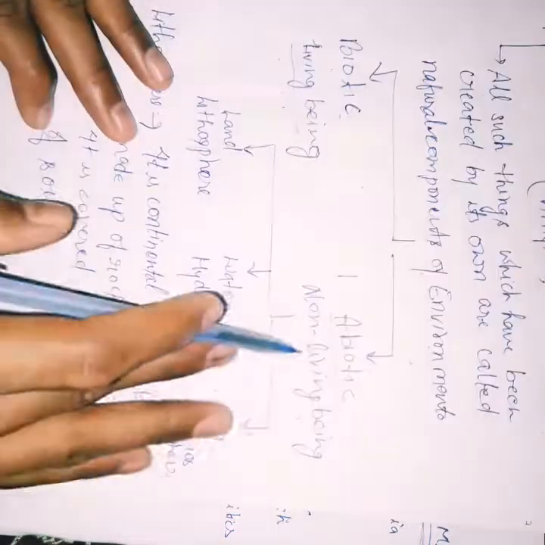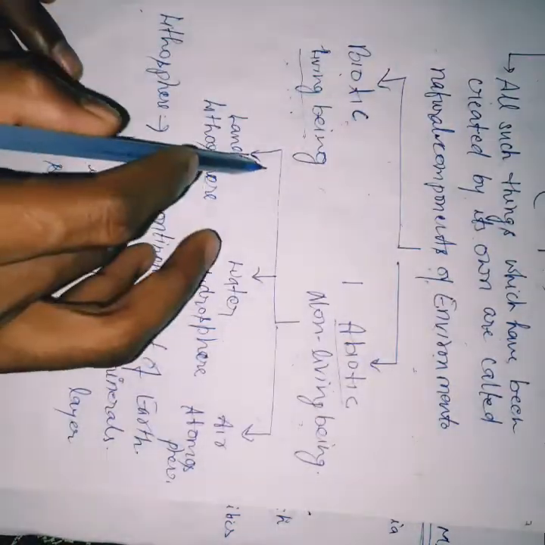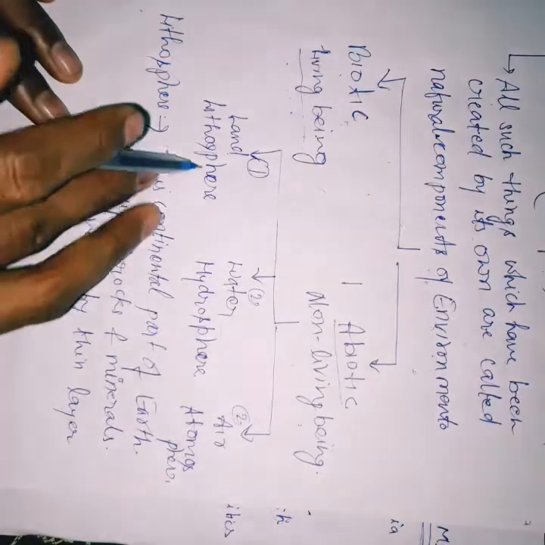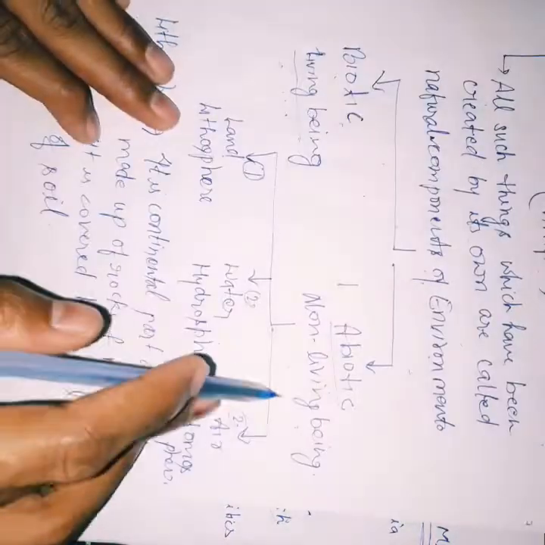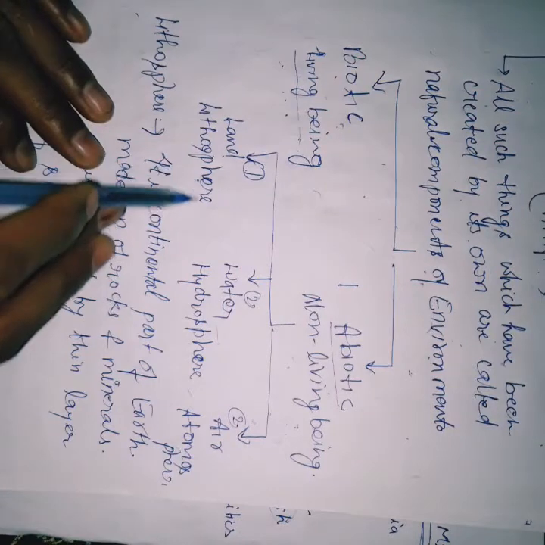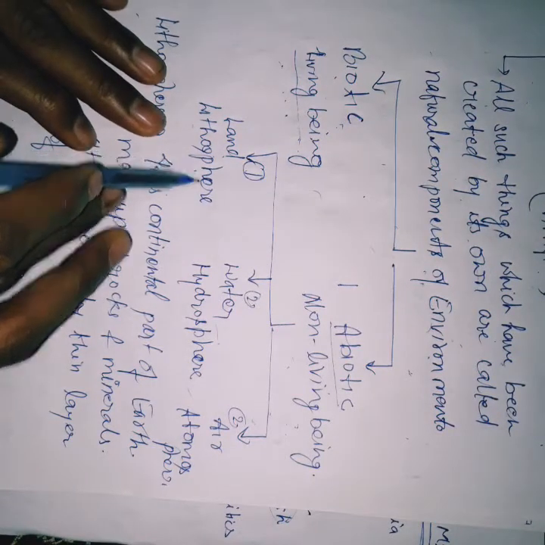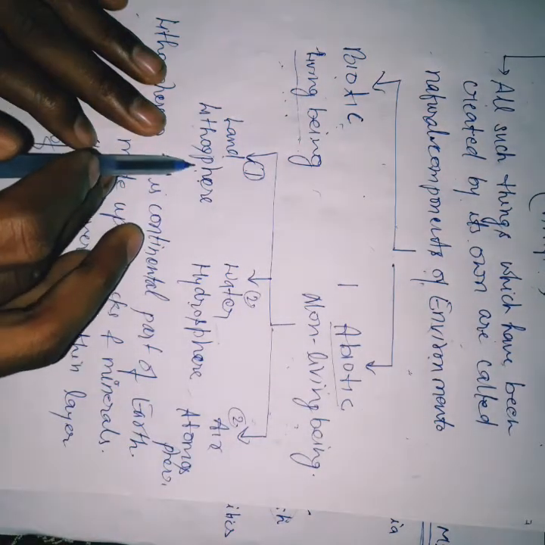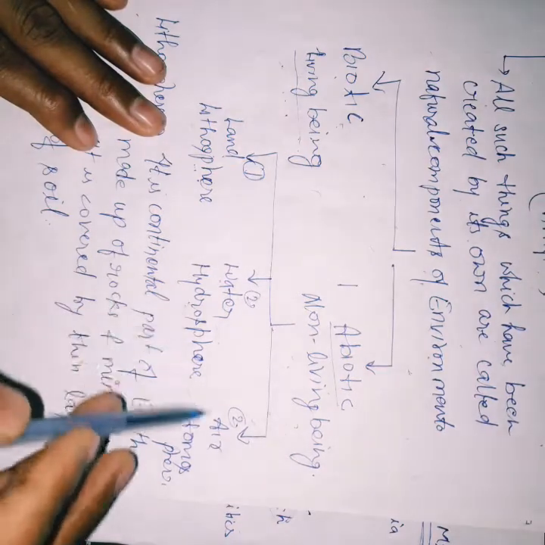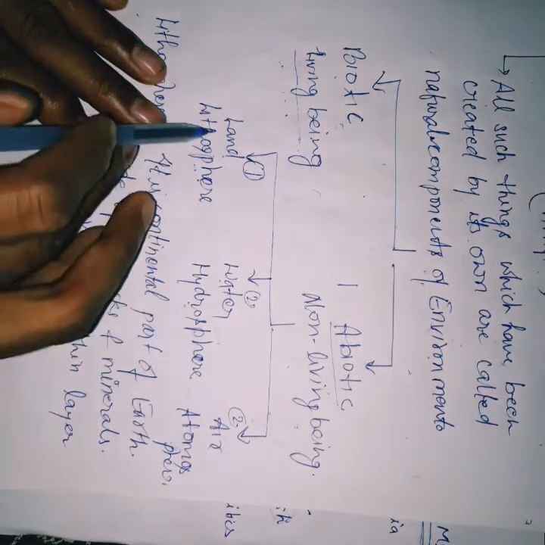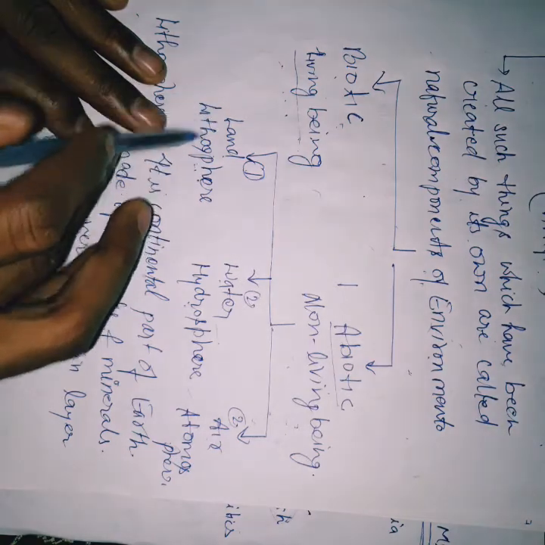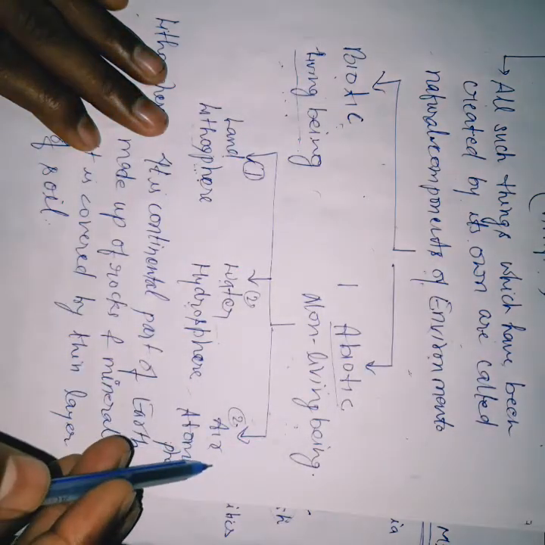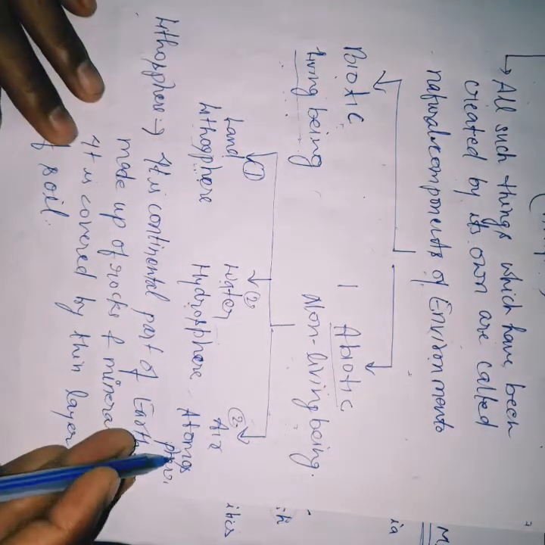Moving forward, the abiotic component is further divided into three parts: land, water, and air. Land stands for lithosphere, water stands for hydrosphere, and air stands for atmosphere. The land domain is known as lithosphere, the water domain is known as hydrosphere, and the air domain is known as atmosphere. Domain means the collection. All the water bodies are known as hydrosphere. All the air surrounding the earth is known as atmosphere.